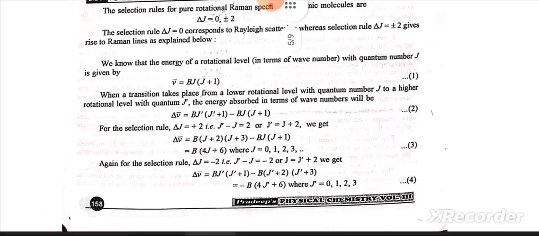We know that the energy of a rotational level in terms of wave number with quantum number J is given by mu bar is equal to BJ into J plus 1. When a transition takes place from a lower rotational level with quantum number J to a higher rotational level with quantum number J dash, the energy absorbed in terms of wave numbers will be, for the selection rule and again for the selection rule. So here are the second, third and fourth equation.